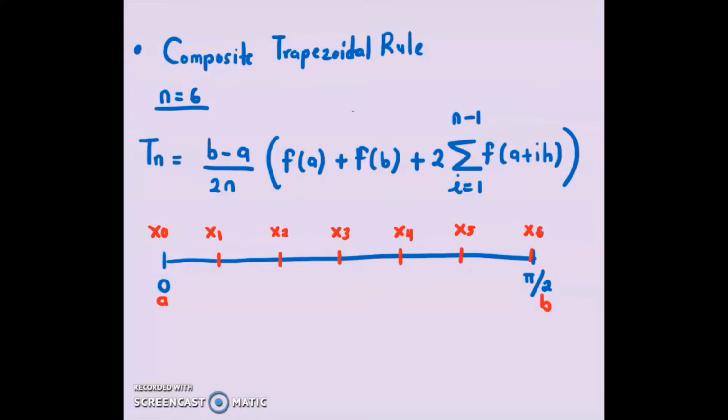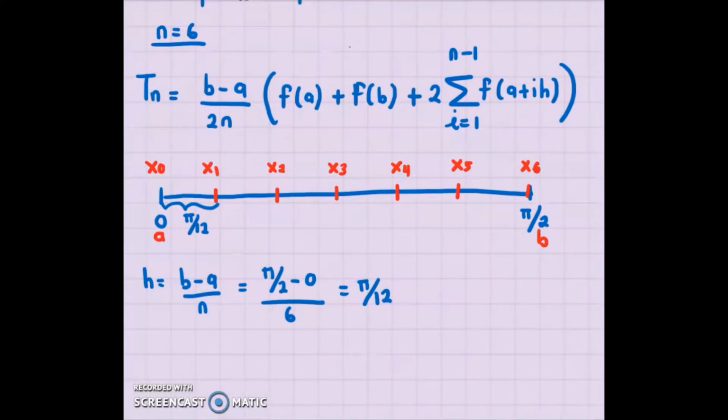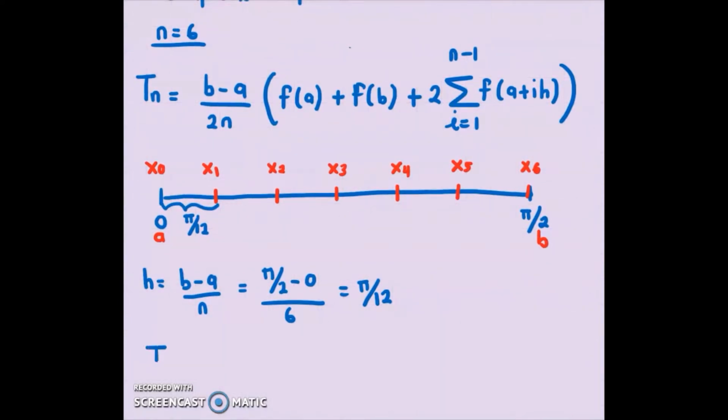Okay, with this information we can find h. So h is b minus a over n. My b is pi over 2, a is 0, my n is 6. So we have pi over 12. So my interval here is pi over 12, up to where you obtain pi over 2.